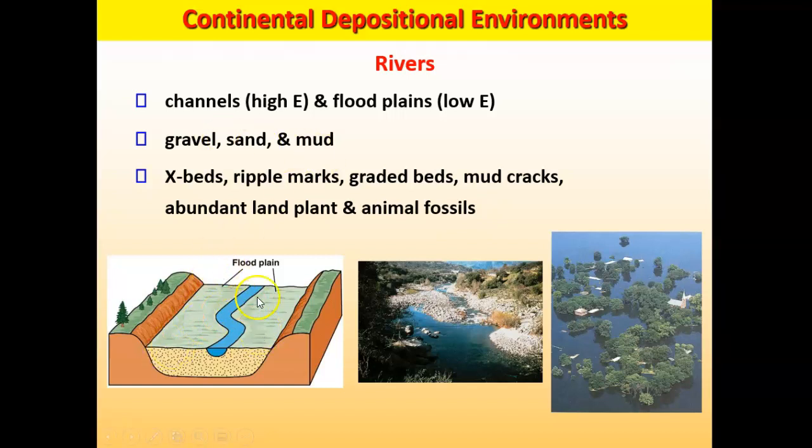Lower velocity stuff in the flood plains, this is where the muds are. But can I get ripple marks? Sure, because I have direction of flow. Cross beds? Sure. Graded beds? Yeah, because we get this change in velocity. Mud cracks? Sure, out in the flood plains. And then we could get fossils here that are associated with this type of environment. Put all those together, we'd say this is a river deposit.